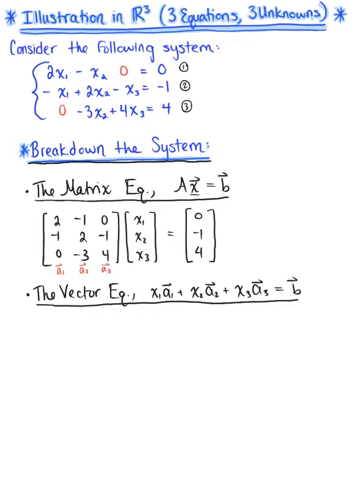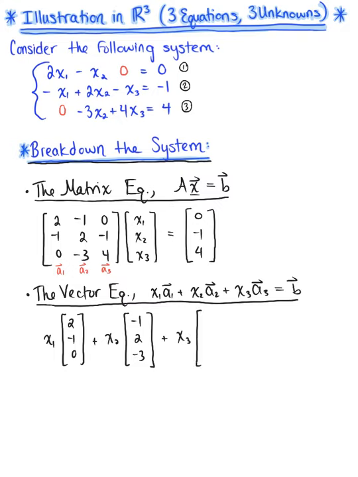So here we go, breaking this system down to its vector equation form. We have x sub 1 multiplied by the first column vector, 2, negative 1, 0, plus that second scalar, x sub 2, multiplied by the second column vector, negative 1, 2, minus 3, plus our third scalar, or our third weight, x sub 3, multiplied by the third column vector, 0, negative 1, 4. And that linear combination of the column vectors is equal to the constant vector, 0, negative 1, 4.